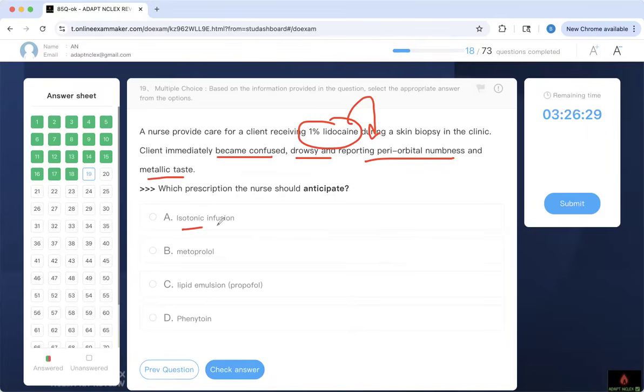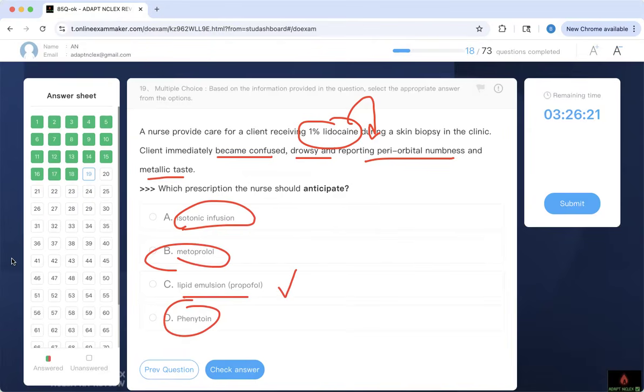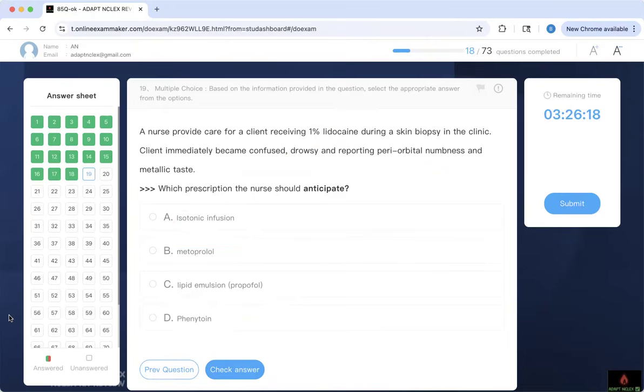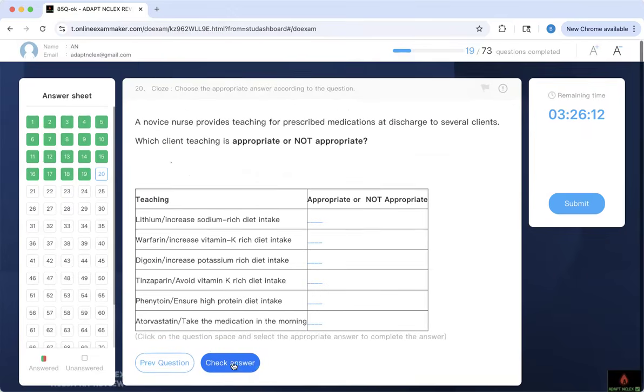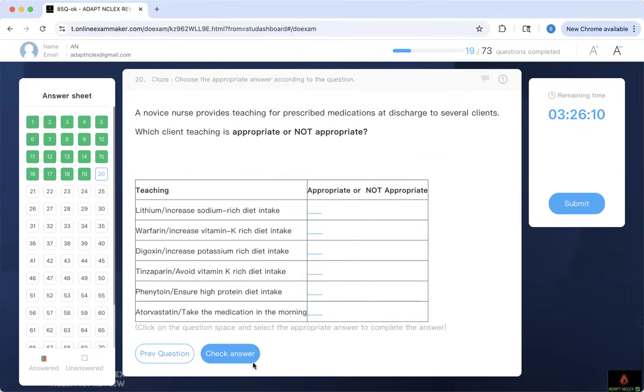It's not isotonic infusion. It's not metoprolol. It's not phenytoin. You give them propofol. That's lipid infusion. This is a must know. If somebody has lidocaine, local anesthesia toxicity, give them propofol or lipid emulsion. Key concept.